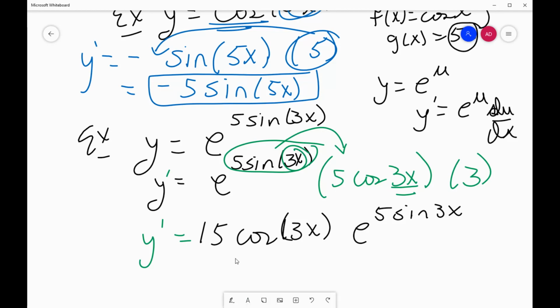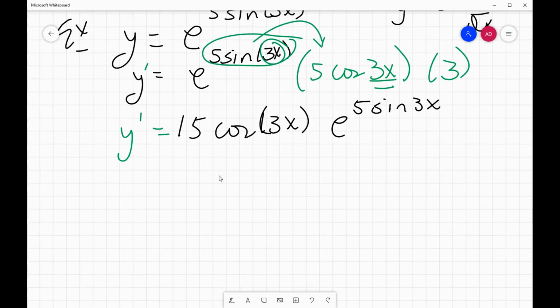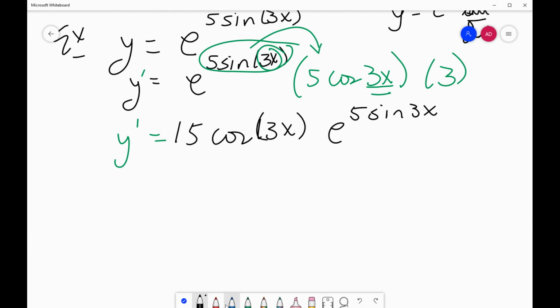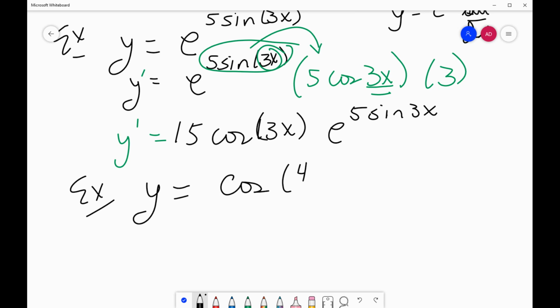All right, go ahead, pause the video, rewind it, do what you have to do. I'm okay with that, right? And let's try one more problem. Let's say we have y is equal to the cosine of 4x squared minus 3, and let's say the whole thing has been cubed. So I have the cosine cubed of 4x squared minus 3.